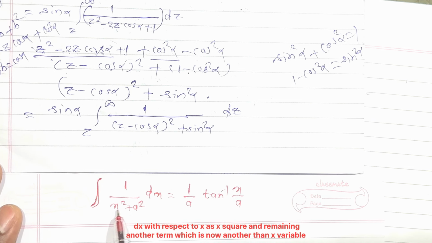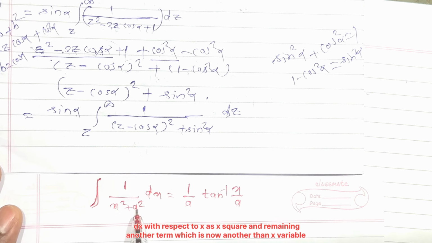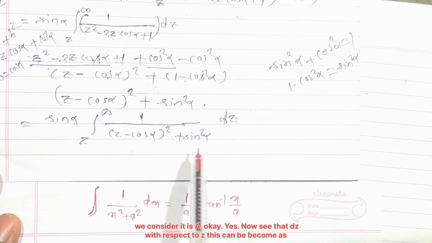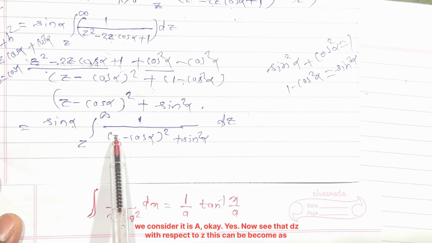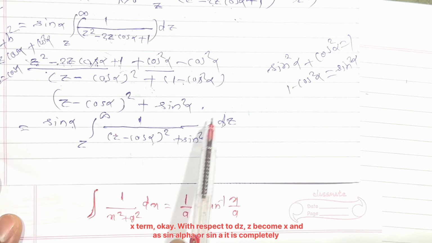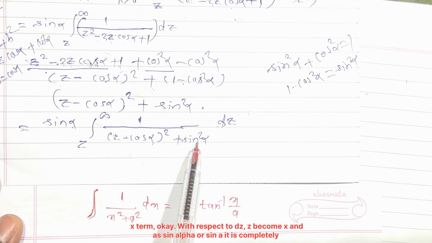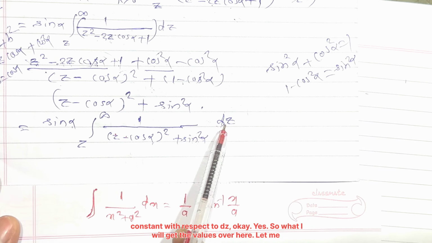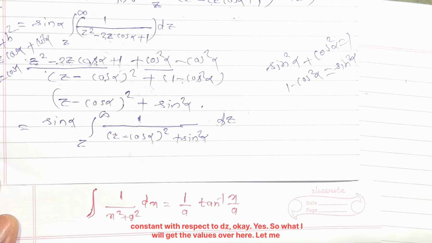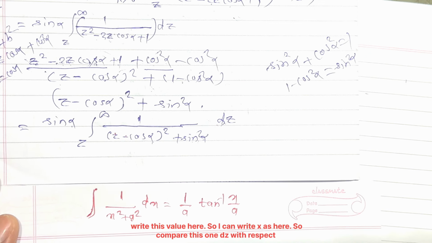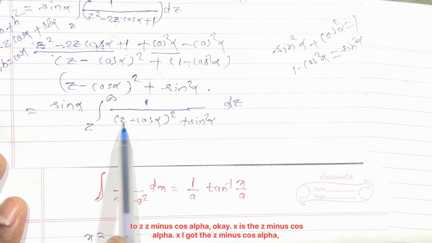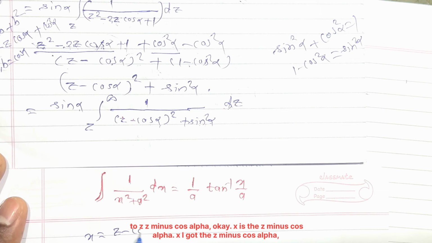Now see that dx with respect to x is x square, and the remaining term, which is nothing other than the x variable, we consider as a. Now see that dz with respect to z, this becomes the x term. With respect to dz, z becomes x, and sine alpha or sine a is completely constant with respect to dz. Let me write the values here. So I can write x as z minus cos alpha.